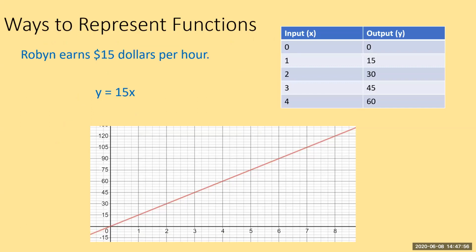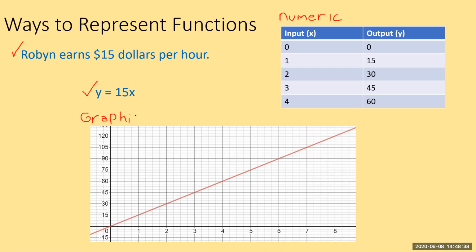Okay, so returning to our example with Robin, we have already seen the verbal description of the function. We've seen the algebraic description of the function. Now we're going to see also the numeric, right? That was our third way to represent a function, a numerical representation. So this is a numeric representation. And then we've also got a graphic representation or a visual representation here. So let's first talk about the numeric representation.